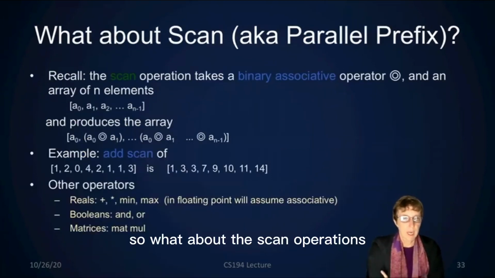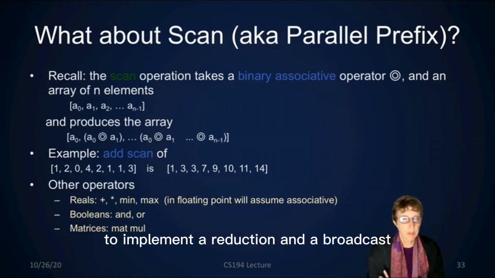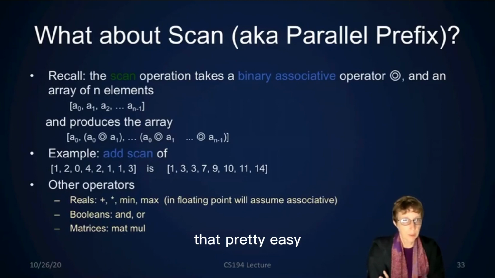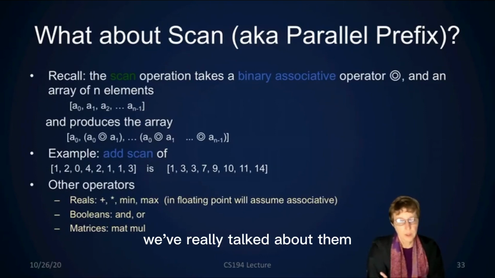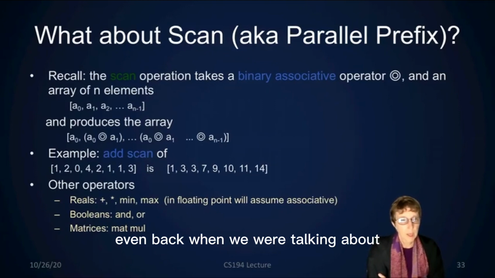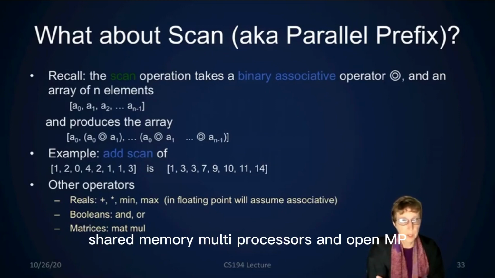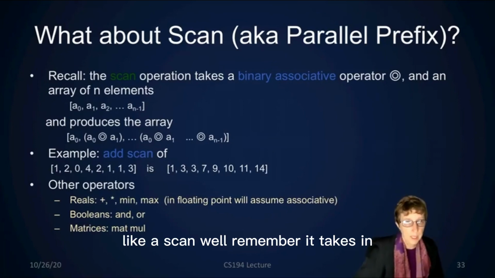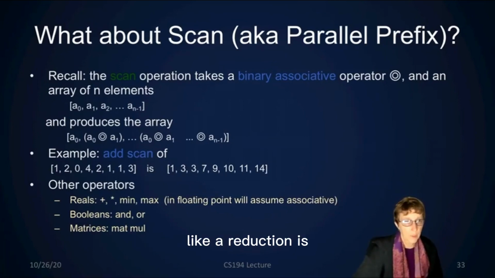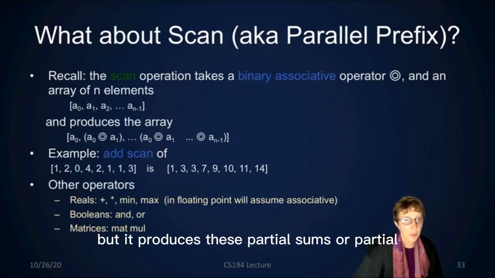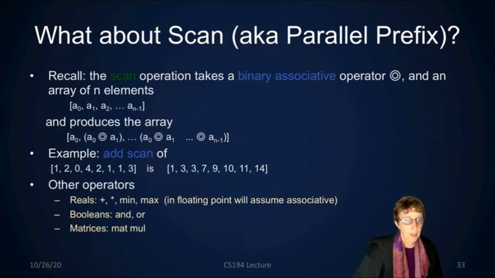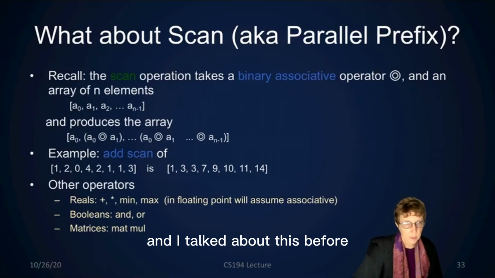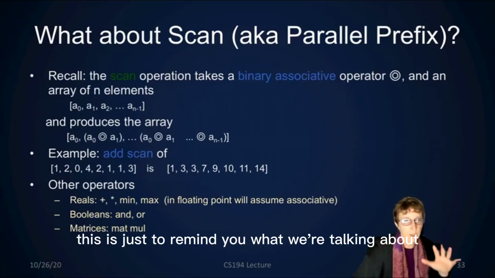So what about the scan operation? So we talked about how to implement a reduction and a broadcast. They're pretty easy. And we've really talked about them even back when we were talking about shared memory multiprocessors and OpenMP. What happens if we want to implement something like a scan? Well, remember, it takes in also a binary associative operator like a reduction is, but it produces these partial sums or partial sets of operations based on everything to the left. So here's our add scan again. And I talked about this before. This is just to remind you what we're talking about here.